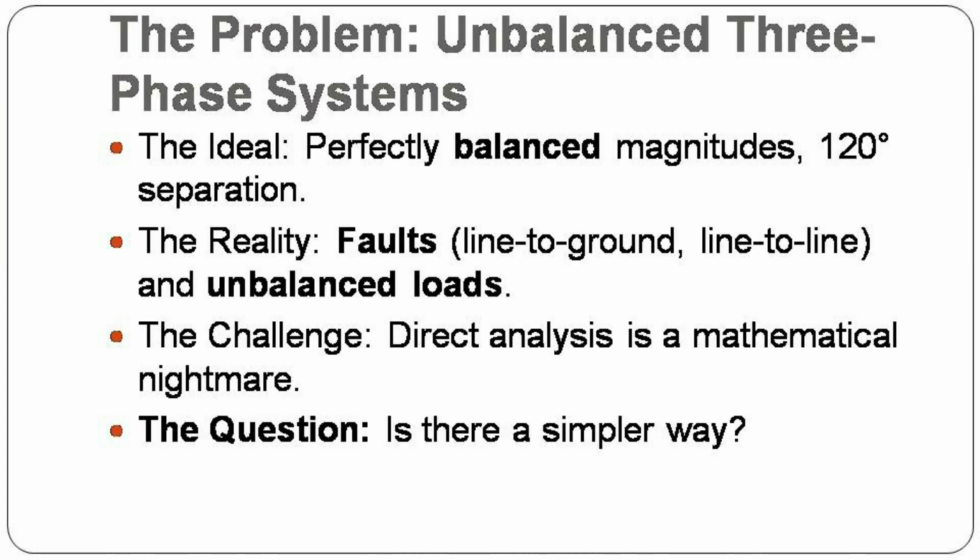Let us begin with the problem. In a perfect world, our three-phase power system is a beautiful balanced set of sine waves. Each phase has the same magnitude and is perfectly 120 degrees apart from the others. It's symmetrical, it's predictable, and our equations for it are relatively straightforward. But this ideal world doesn't exist for long.